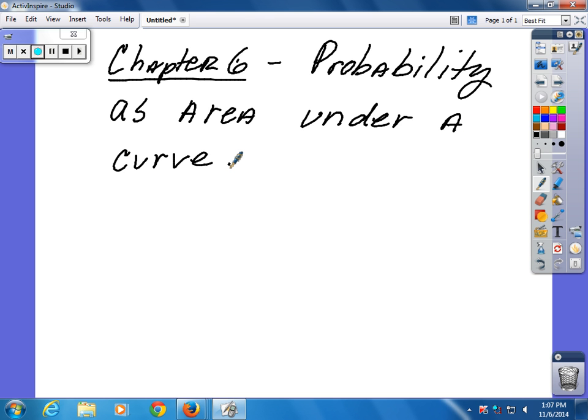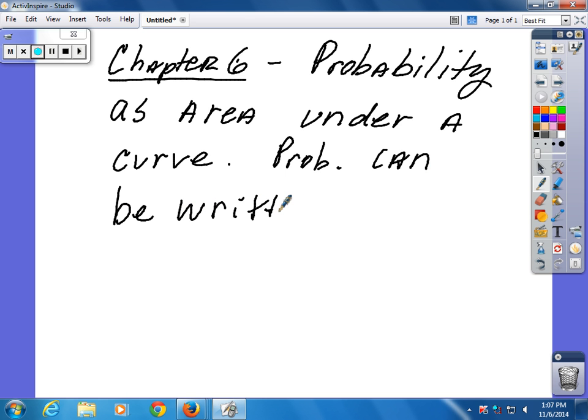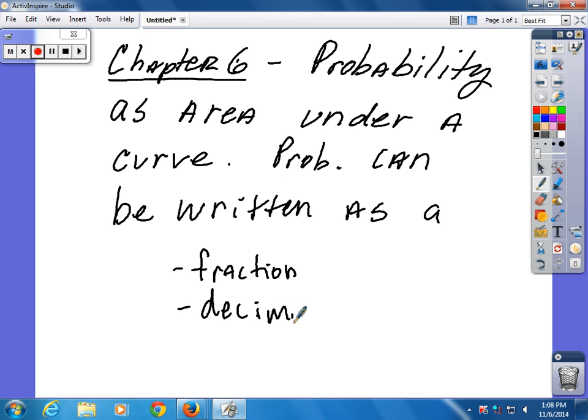Okay, before we said that probability can be written as a fraction, a decimal, or a what? A percent. Okay, that's what we talked about earlier. Now, in chapter 6, we're going to write it as an area.